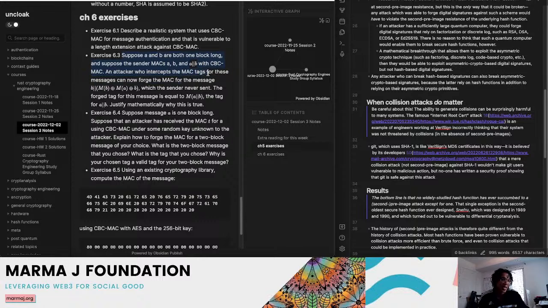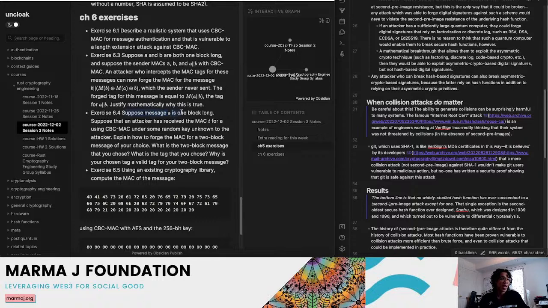An attacker intercepts the MAC tags for these messages and can now forge the MAC for the message B concatenated with the MAC on B XOR'd with the MAC on A XOR'd with B, which the sender never sent. The forged tag for this message is equal to the MAC of A concatenated with B. So just do math. This math was in the textbook. They explained it pretty well and said, do it yourself, so it wasn't that complex of math. It was just understanding how it all works, which is useful. I'm not really good at writing it out, to be fair. I'm good at understanding it once it's written out. But we'll work on that.